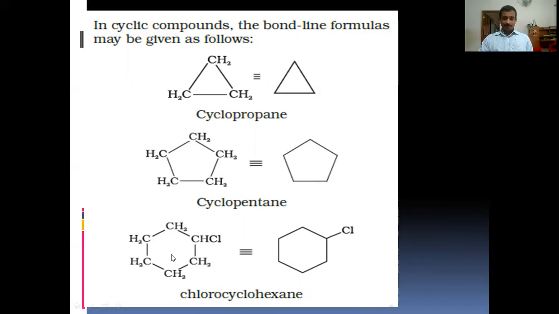Cyclohexane. But here it is chlorocyclohexane. One of the hydrogen atoms is substituted by chlorine. So in chlorocyclohexane, 6 carbon atoms are shown in this hexagon, and a side chain, chlorine. So it is chlorocyclohexane, the bond line representation of cyclic compounds.